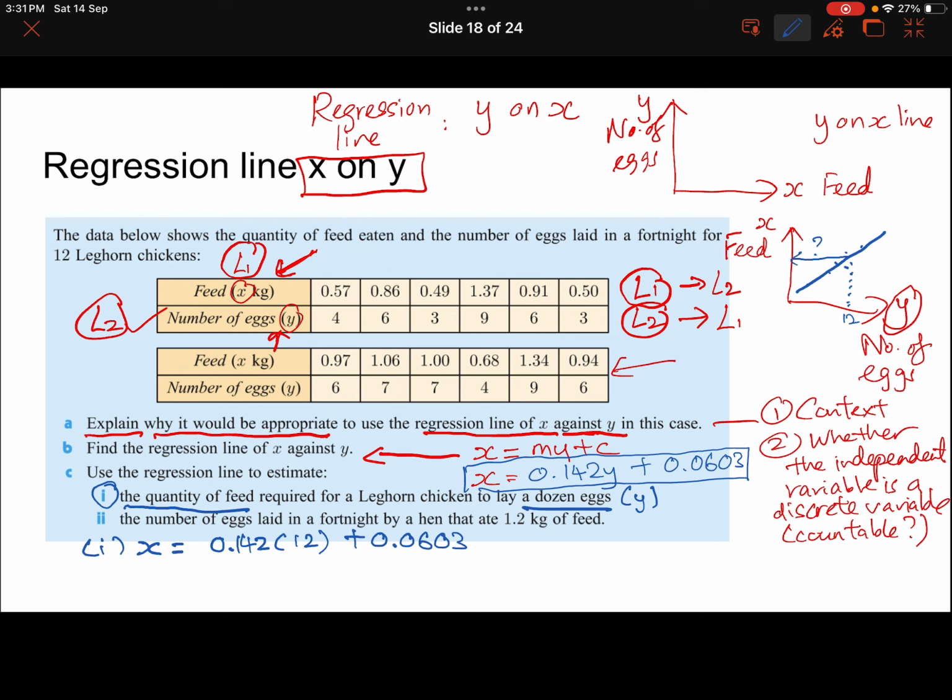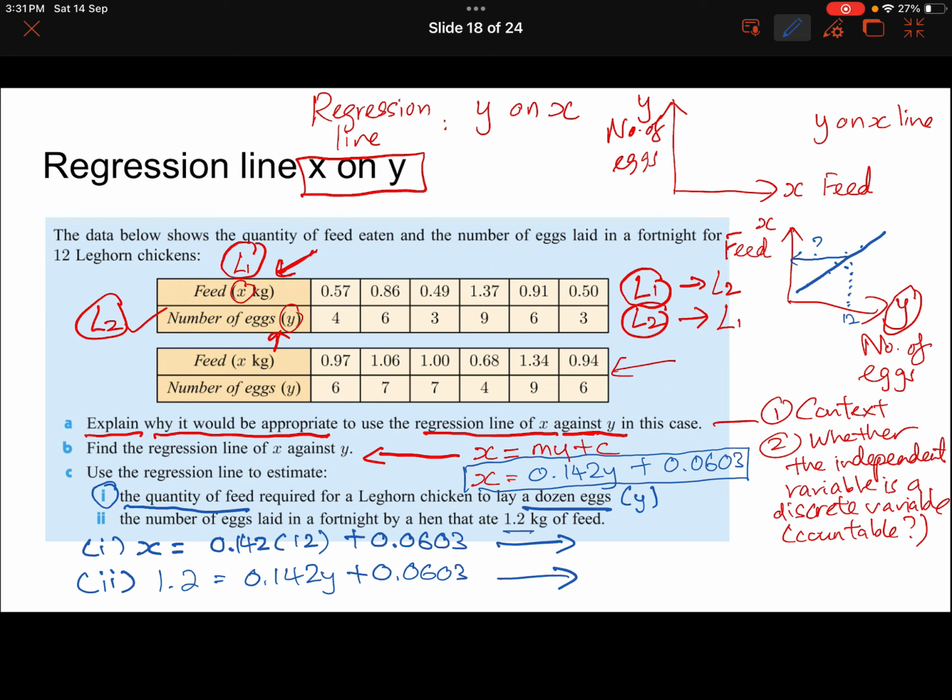Okay, and that also brings me to part 2: find the number of eggs laid by the hen, which is 1.2. So what essentially we're doing is putting 1.2 into x, which is 1.2 equal to 0.142y plus 0.0603. Okay, so I'm going to leave you to solve these two questions on your own, but hopefully this gives you a quick summary of what the regression line of x and y actually does.